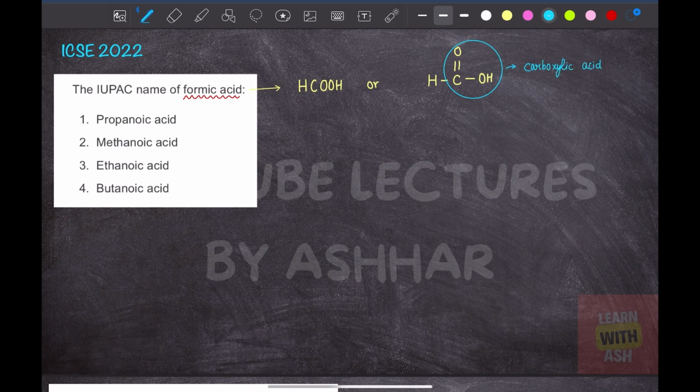Carboxylic acid. So for that the numbering will be 1 only. What is the root word for 1? The root word for 1 is meth or methan. And for carboxylic acid, we use oic acid. So it will be methanoic acid. For this, my correct answer will be option number 2.